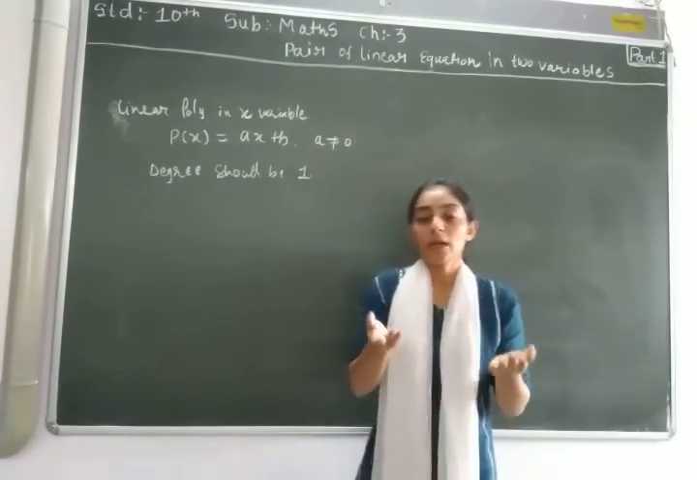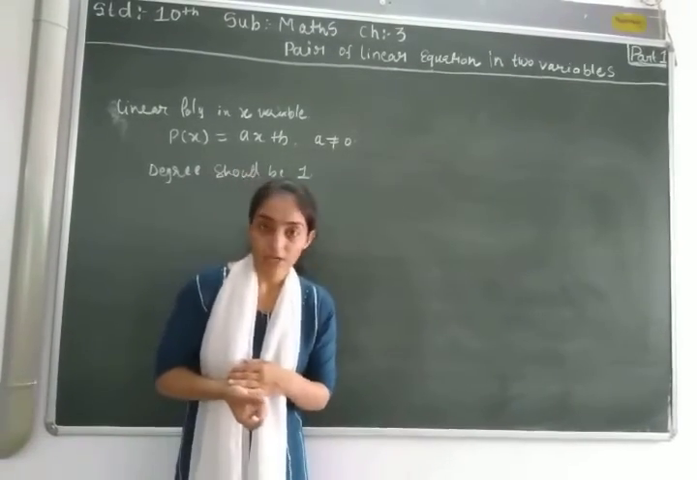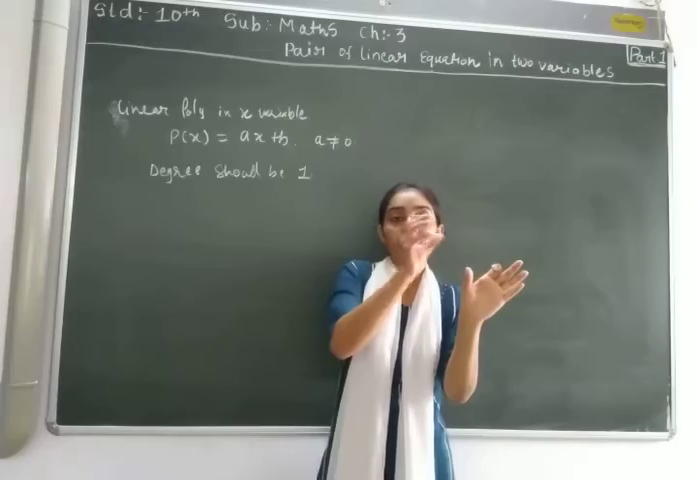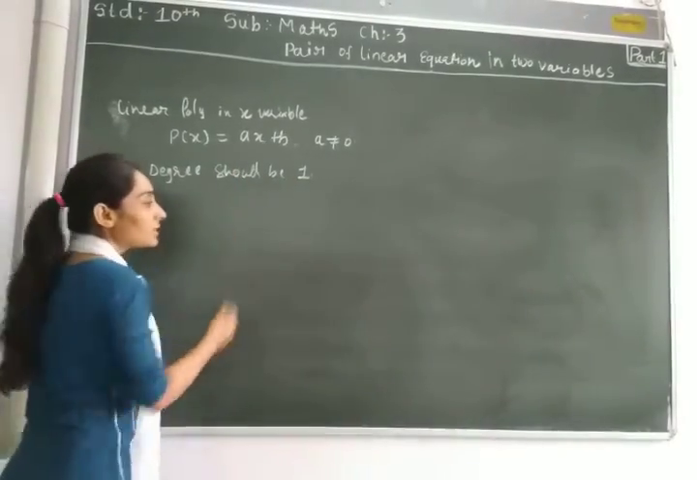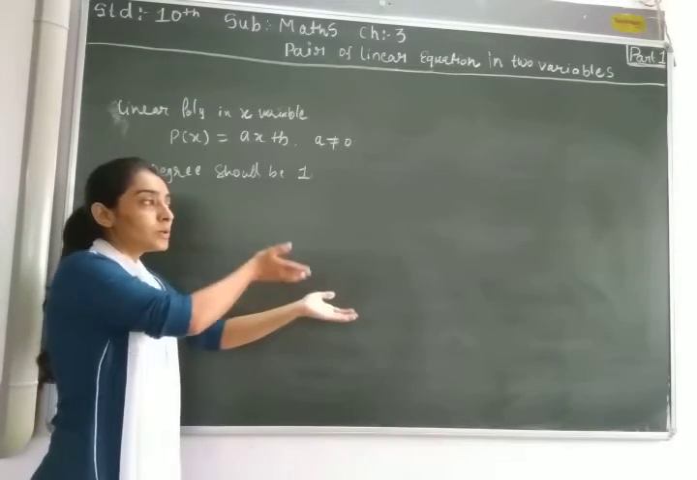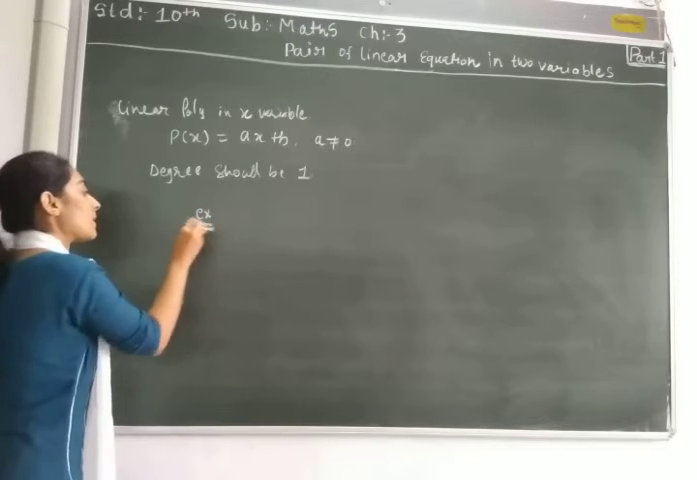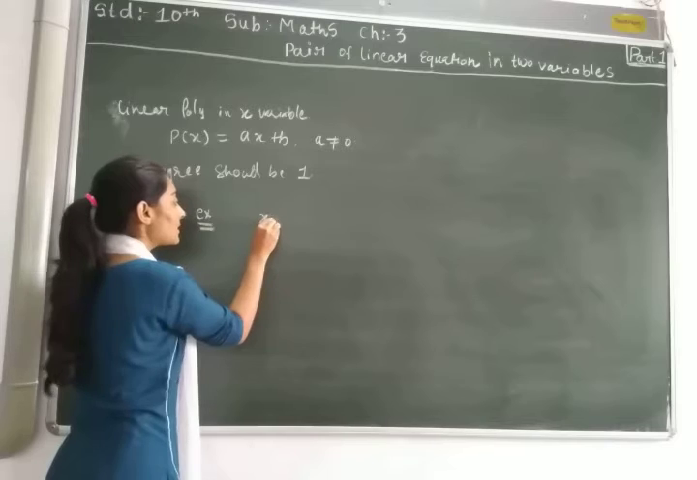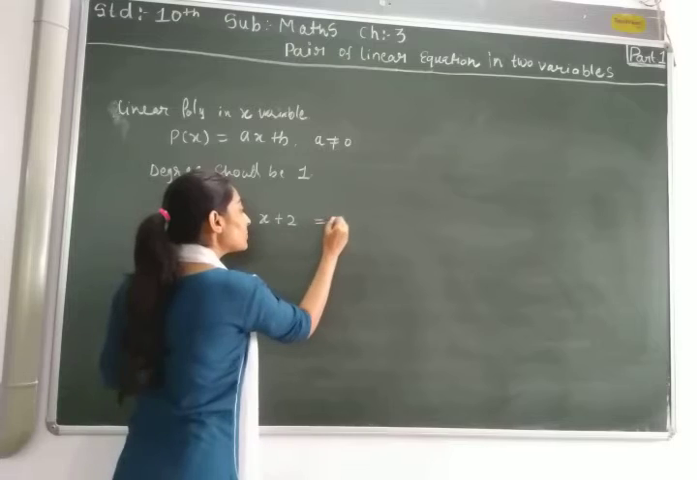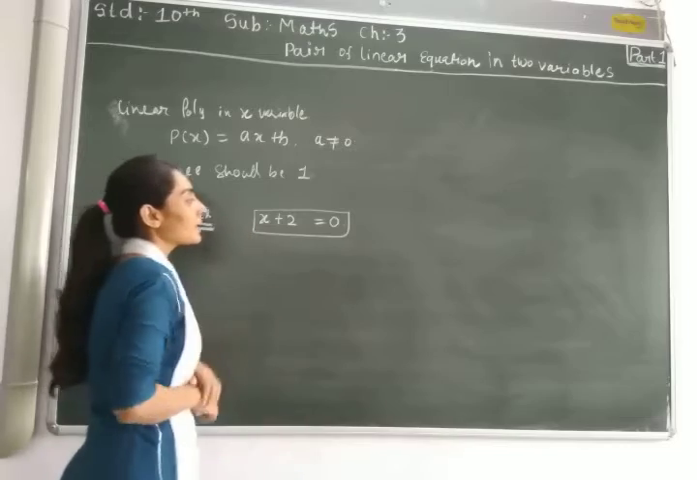Now let's consider this linear polynomial as an equation. Why am I saying equation? It means when you take any equation and just equate it, left hand side is equal to right hand side. You may think over here. So take one example. Example says x plus 2 equals to 0. So this is my linear equation.